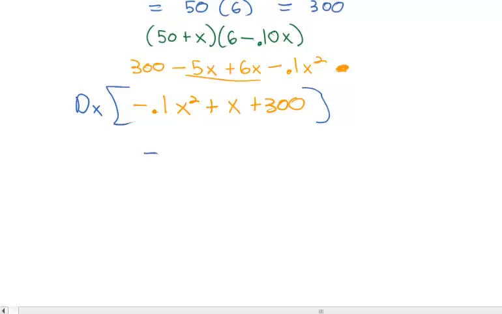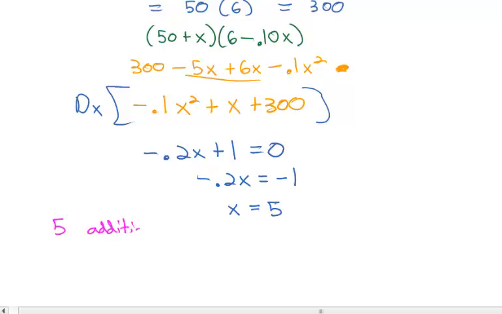The derivative of that's going to be negative 0.2x plus 1. We set it equal to 0. And we can solve this really quick. Subtract 1 from both sides. Negative 0.2x equals negative 1. Divide by negative 0.2, and x equals 5. We need 5 additional seats to maximize profit. That's a total of, we started with 50, with 5 additional, total of 55 seats.